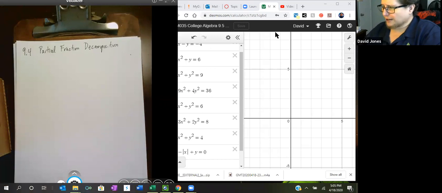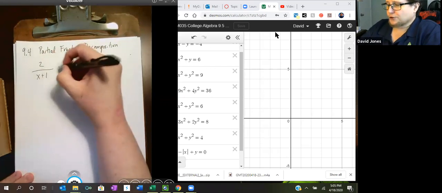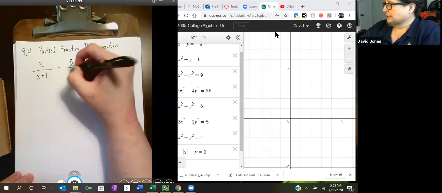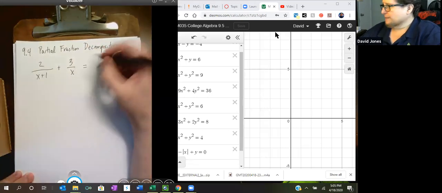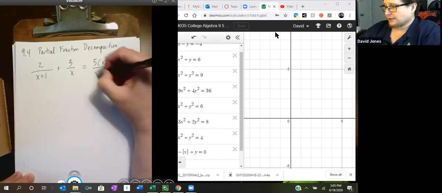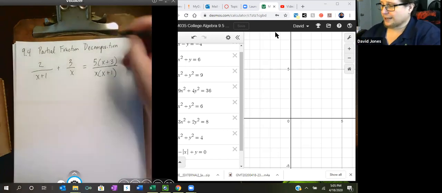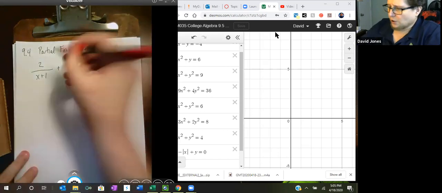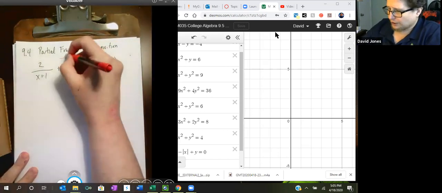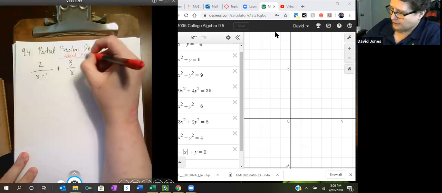So partial fraction decomposition is sort of like this. What happens when we add two equations or two rational expressions? When we end up doing it, if you work this out, and we did this in a previous section, we would end up with x times x plus 1 on the bottom, 5x plus 5 times x plus 3 on top. Here we added rational expressions.